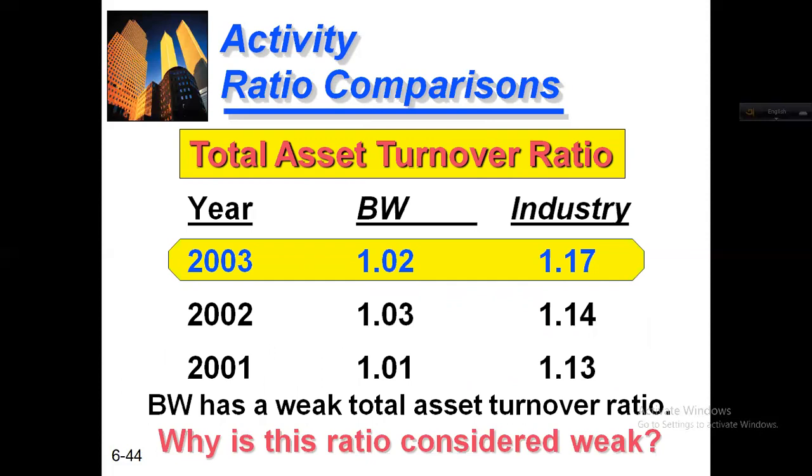So BW has a weak total asset turnover ratio year by year, and compared to the industry average it is also lower. Is this ratio considered weak? No. When total turnover is lower than the industry average, that is bad. But when, in trend analysis, our company's total turnover ratio is in a decreasing trend, that indicates that we have excess assets.